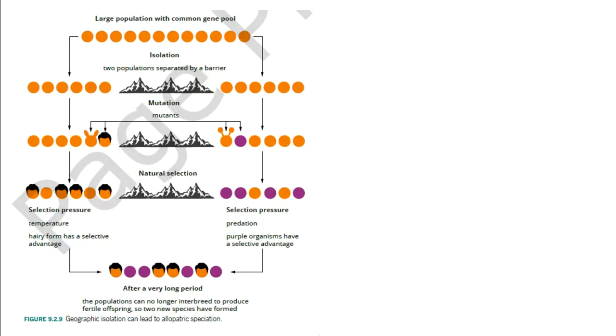So here we can see the allopatric speciation. So we can see that these populations have been isolated by a physical barrier. So we can see that over time, the different selection pressures of both the different environments actually cause the populations to become different.